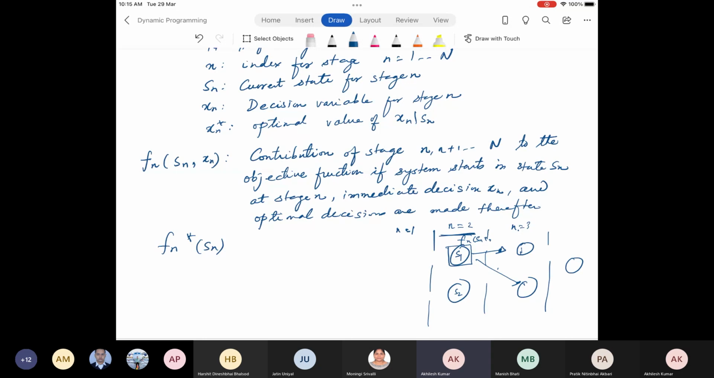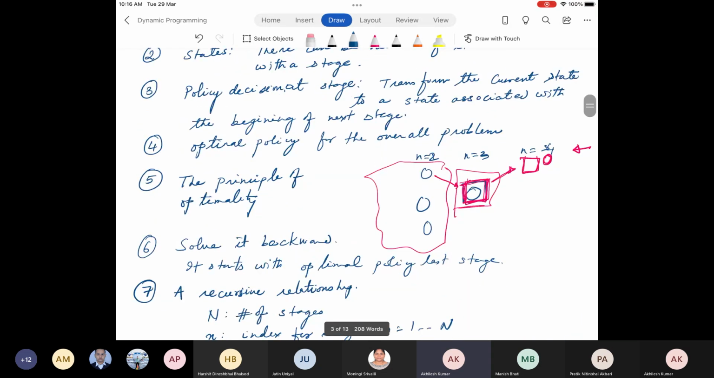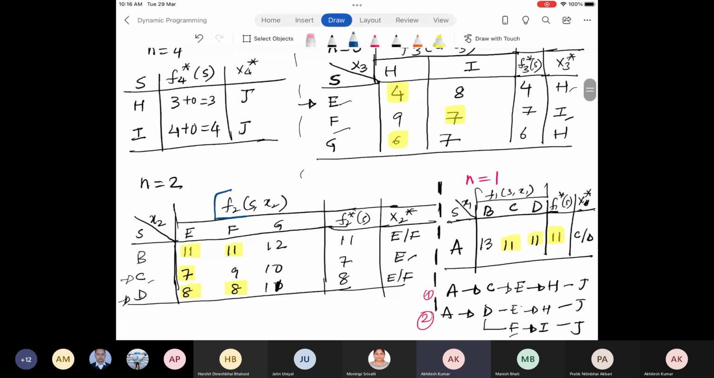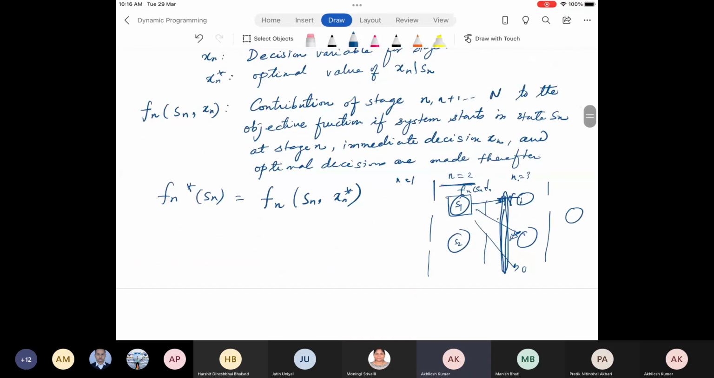At this stage, in this state, if I'm making a decision, there could be many alternatives. Among these three, which one is the minimum? That is actually nothing but the optimal decision, which we have seen yesterday. Let me show you what it means. So this is your F2(S, X2). Given this state, I have three possible alternatives. Among these, this is the minimum. So this is my F2 star S and this is my X2 star. That can be represented as Fn star Sn.